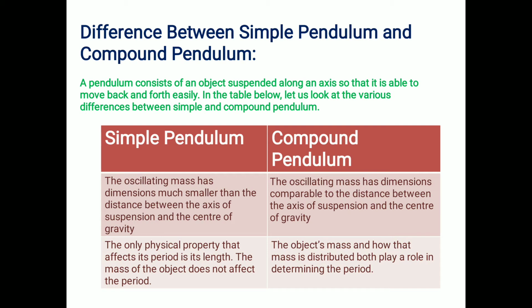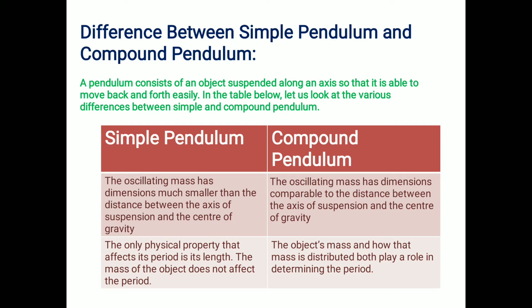First point says the oscillating mass has dimensions much smaller than distance between axis of suspension and center of gravity. But in compound pendulum, oscillating mass has dimensions comparable, or we can say nearly equal to the distance between axis of suspension and center of gravity. Okay, so this was first point. Now see what is second point.